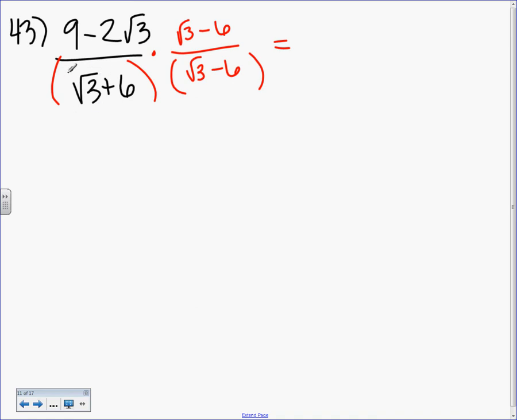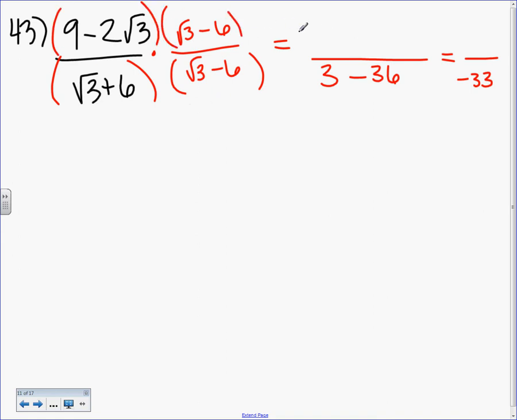So this squared is square root of 9, which is really 3, right? Always a minus sign. This squared is 36, which gives you negative 33. Okay? The numerator, there is no shortcut here, so we're just going to have to FOIL it out.